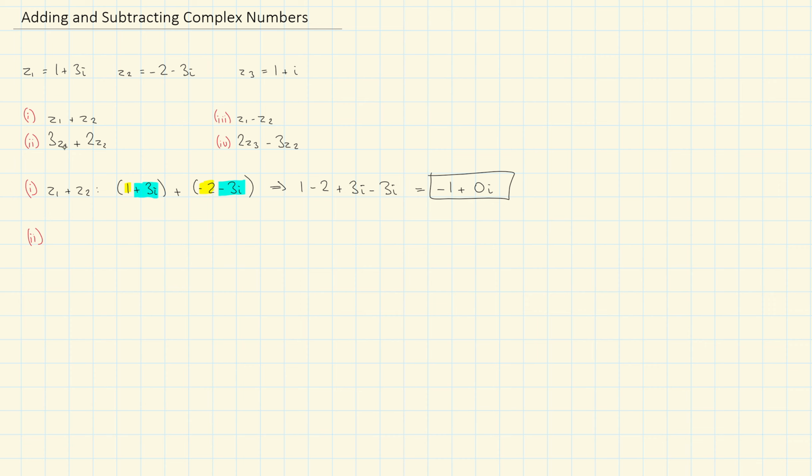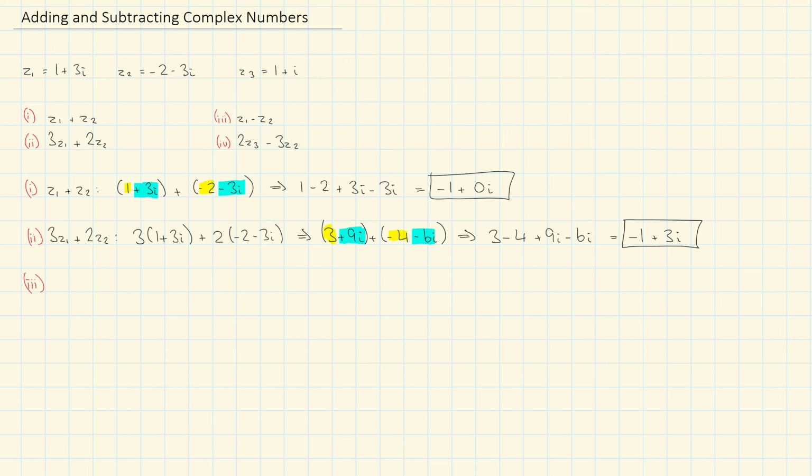Part 2 now, we have some multiplication first to deal with before we can add. So it's 3 times z1 plus 2 times z2. Again, we put real with real and imaginary with imaginary. We get minus 1 plus 3i.